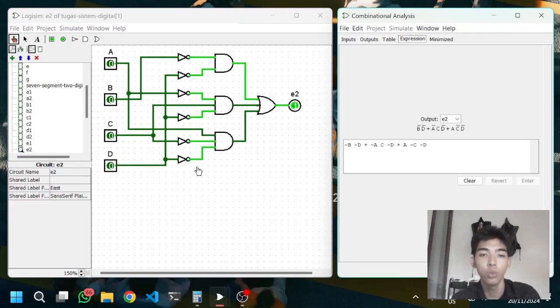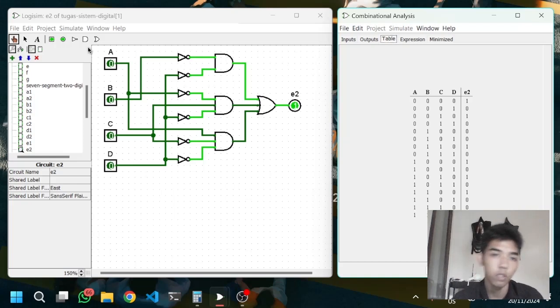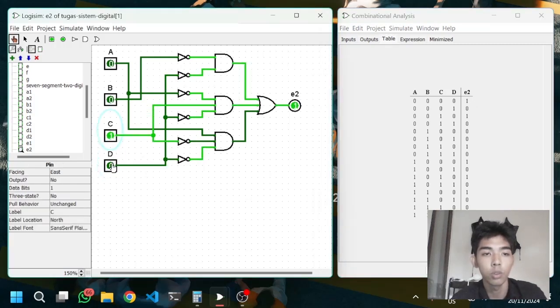Okay, this is E2. Now this is the table. Now let's check from 0 to 15. 0 is 1. Yep, it's correct. So let's now continue until 15. 1, 2, 3, 4, 5, 6, 7, 8, 9, 10, 11, 12, 13, 14, and 15. You can see 15 is 0. Yeah, this is correct. Let's now move on to F1.